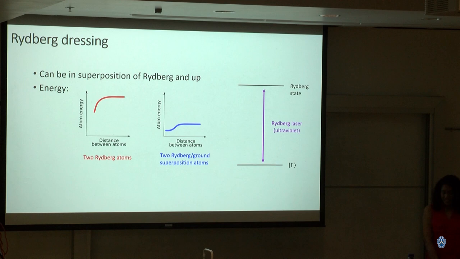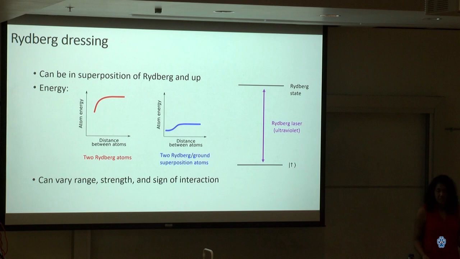Okay, cool. So one thing you might note is this energy profile looks like an attractive potential. By changing different parameters of our excitation laser, we can actually make this repulsive if we want, so we can change the sign of our interactions. We can also change the range of our interactions and the strength. So this is really powerful control over our interactions. And note that if we just switch our Rydberg laser off entirely, our atoms stop interacting with each other as well.